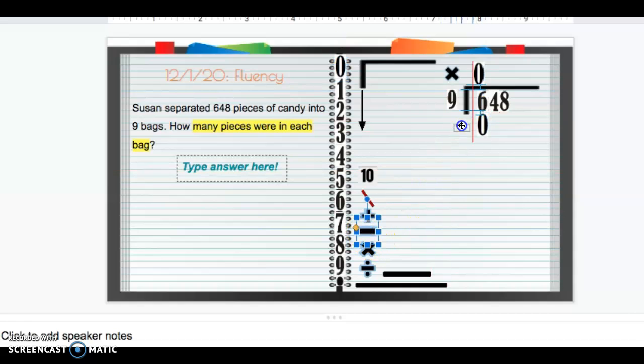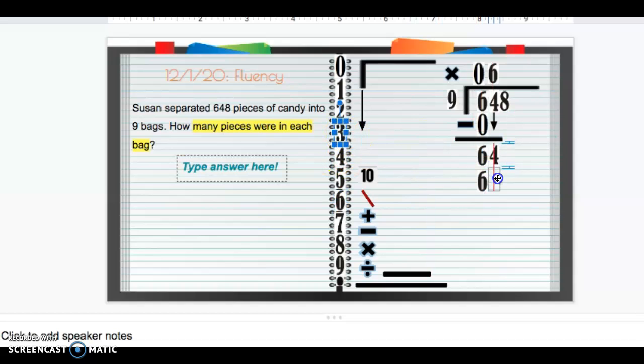So then you'll subtract that. 6 minus 0 is 6. And then you have to bring down the 4. You have to ask yourself now, how many times can 9 go into 64? So, well, 9 times 6 is 54. 9 times 7 is 63. 9 times 8 is 72, so that's too big, so it has to be 9 times 7. So you put your 7, and you get 63.